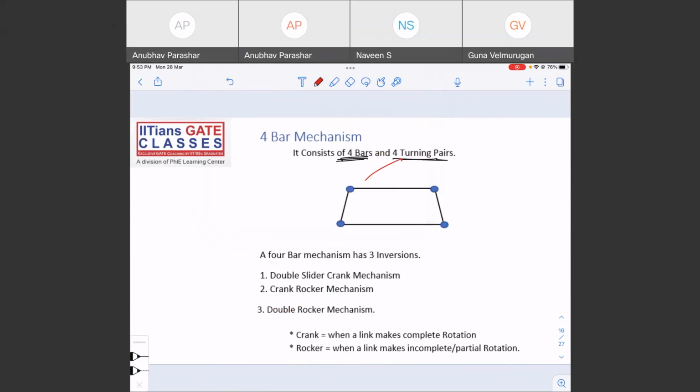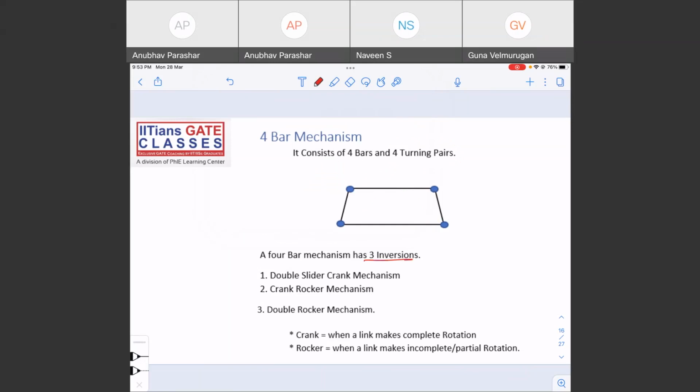If only one who have seen it, they will be able to understand, right? So what are the turning pairs? These are the turning pairs. You can see these are the turning pairs. 4 turning pairs. So basically there are 4 bars and 4 turning pairs, right?